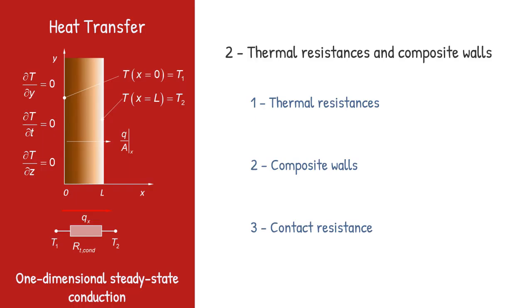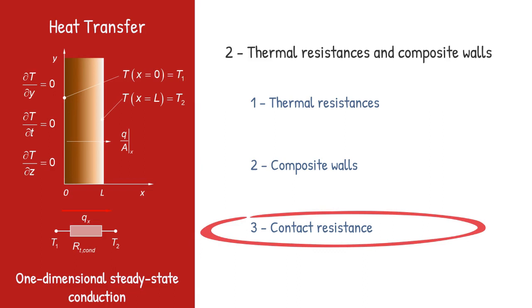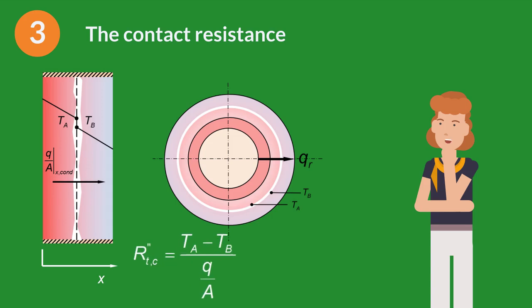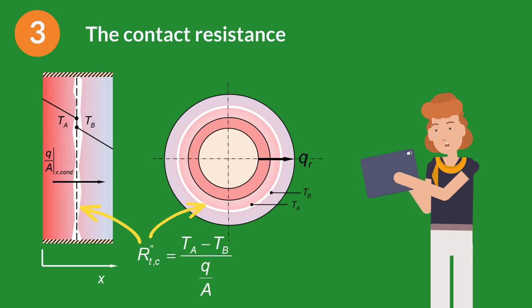Let's apply the concept of thermal resistance to solve problems with bad thermal contact between surfaces. Although neglected until now, it is important to recognize that, in composite systems, the temperature drop across the interface between materials may be appreciable. Per unit area of the interface, the contact resistance is defined as the ratio between the temperature difference and the heat flux in the contact surface. You can find typical values of contact resistances in the literature.